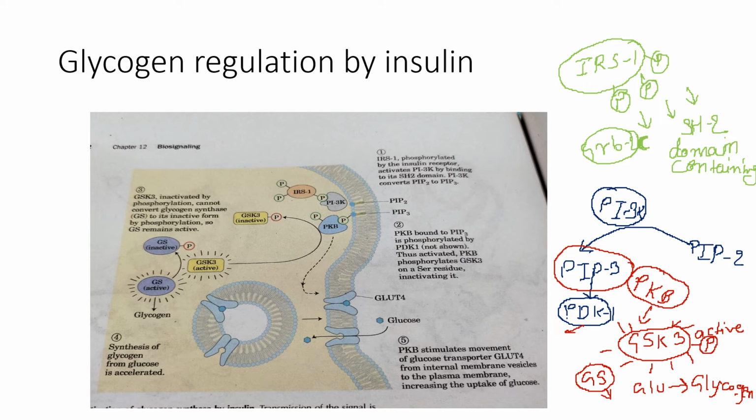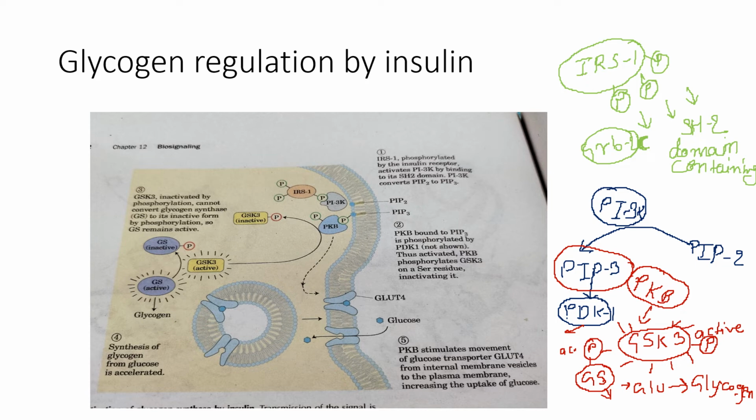When glycogen synthase is phosphorylated, it becomes inactive. So what is the function of active GSK3? It phosphorylates GS and it becomes inactive. But when GSK3 is phosphorylated, it becomes inactive. So when it becomes inactive, what will happen? GS will be free. It will not be inactivated by the enzyme GSK3. So glucose will continuously change into glycogen. Got it to this point?